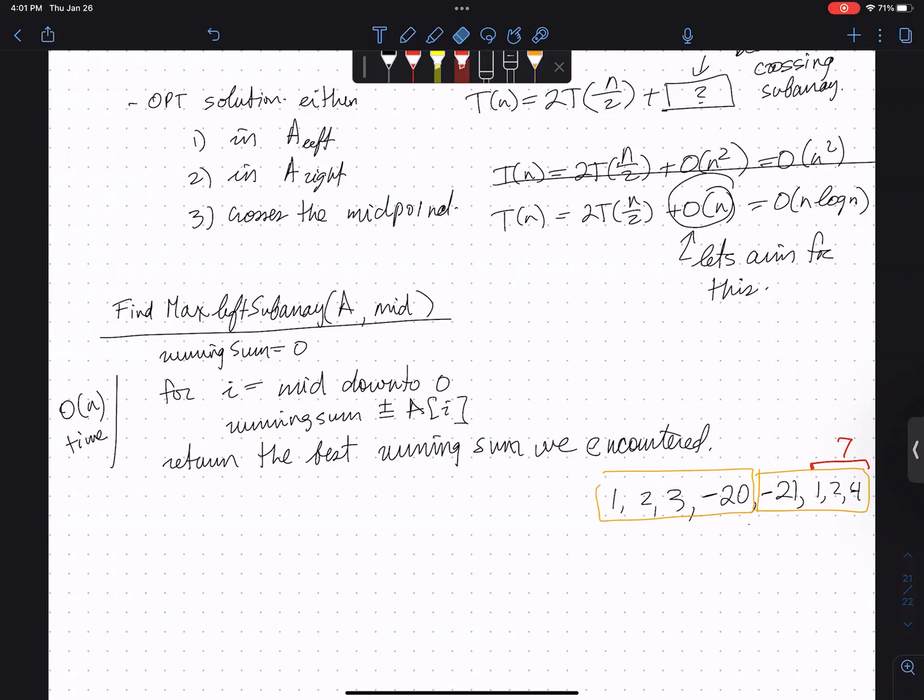Oh, that's plus equals to. Let me clear that. Plus equals to.